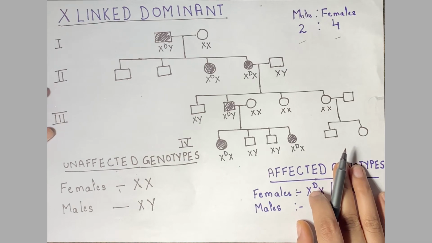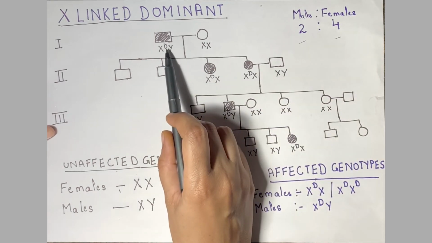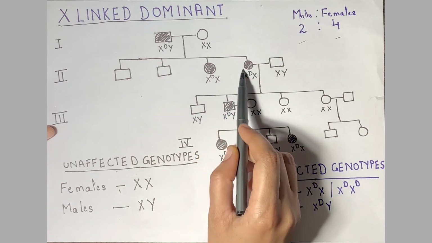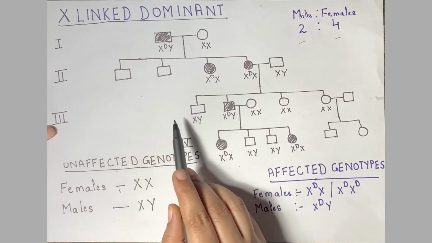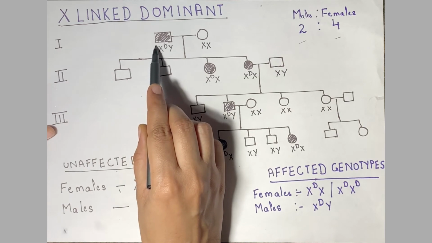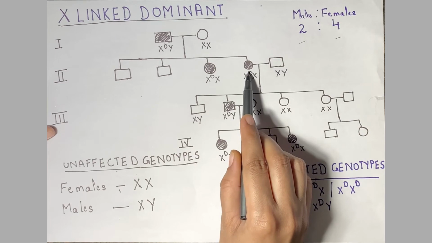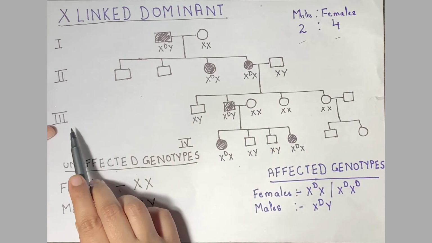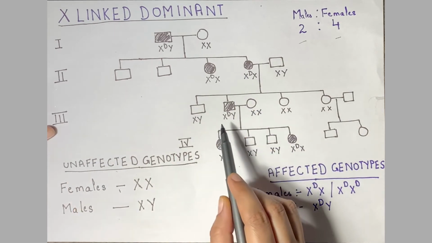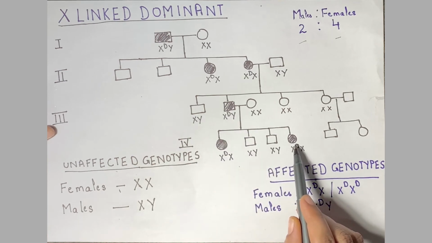Now, the most important feature we find here is that an affected father has all his daughters affected. Like, the father is affected in the first generation, both his daughters are affected. The father is affected in the third generation, both his daughters are affected.